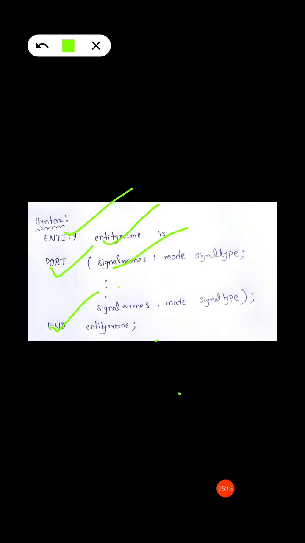And next one, mode is written here. Mode is used to describe the ports, whatever signal names you are using in the ports. The mode is used to describe the ports based on the signal direction. Based on the signal direction, there are 4 types of ports.